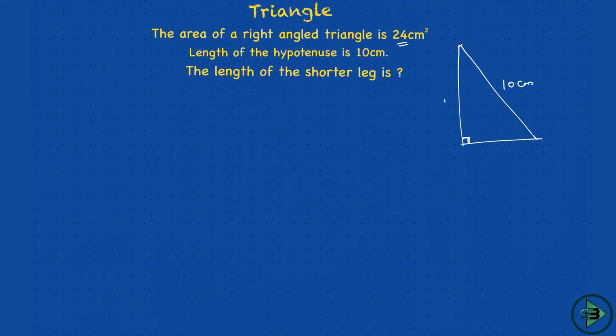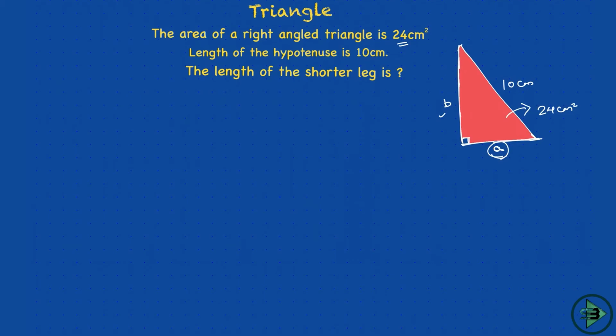So say this is B and this is A. The length of the two legs, one is B and one is A. That is what I take it here. Area of a right angle triangle, which means if I have to just paint this right angle triangle completely, what will be the area of this? That area is given to me as 24 centimeter square. Okay, find the length of the shorter leg. So any one of them which is shorter, say A is shorter. So tell me what is the length of A. Okay, so let's start with it.